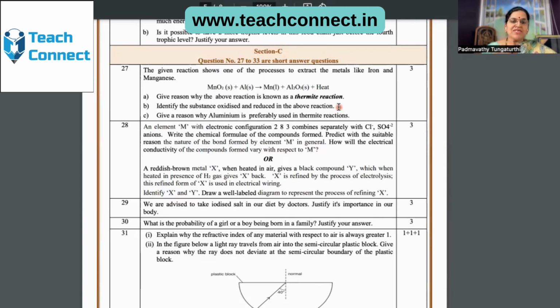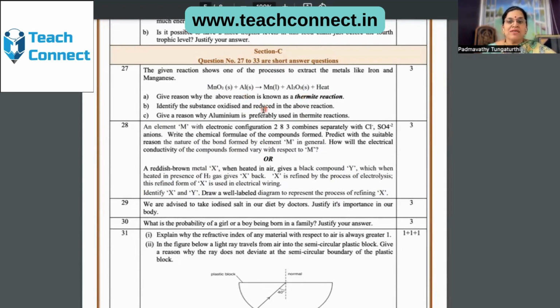Here, this question is clubbed with oxidation and reduction. Identify the substance oxidized and reduced in the above reaction. When oxygen is lost, it is reduction. When oxygen is gained, it is oxidation. Manganese dioxide is losing oxygen, so manganese dioxide is undergoing reduction. Aluminium is oxidized to aluminium oxide. This is what they are asking here.